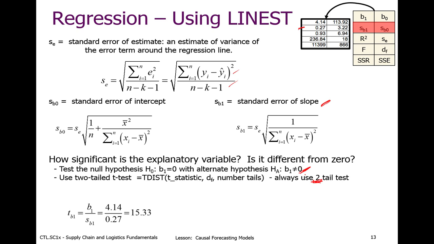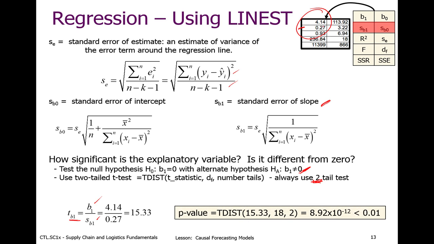So we have to calculate the t-statistic, which is simply the coefficient, B, over the standard error of that coefficient, S sub B1. In this case, for the slope, B1, it's going to be 4.14 divided by 0.27, which are just these numbers from up here. That gives us 15.33. That's our t-statistic. Now I could go to a statistics textbook, look in the back at the tables, and find out what that does. But we can also use this function TDIST.